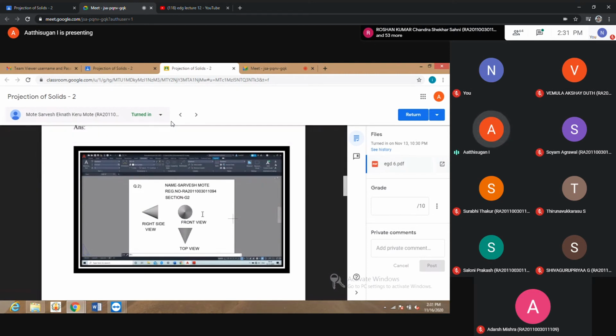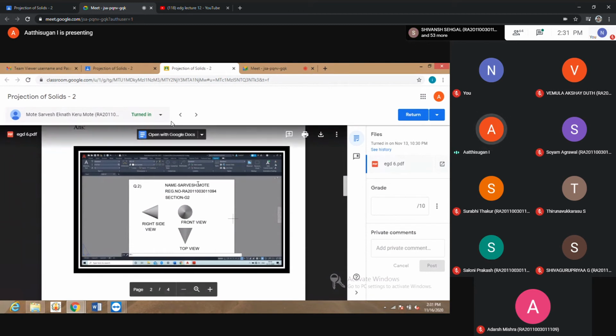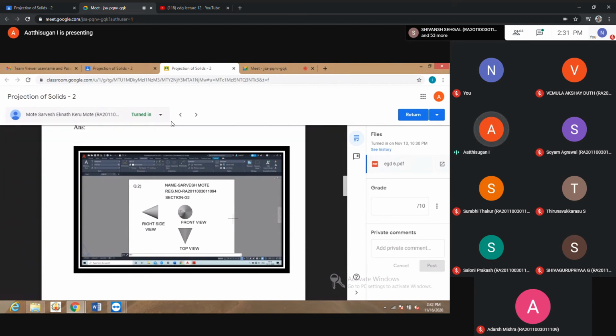Here also some people are getting confused about how to draw the right side view. Okay, so the right side view you must draw on the left side of the front view. Suppose in the question they ask for the left side view, then you project the left side view on the right side of the front view. The front view will be here, the top will be here, but the right side view you have to draw on the left side of the front view here.